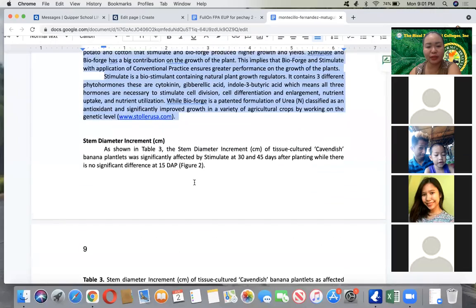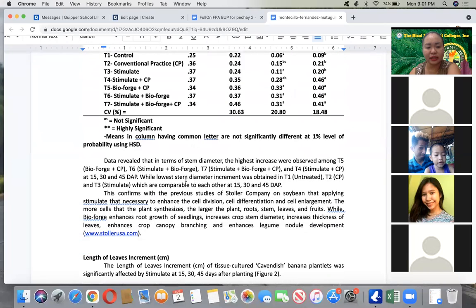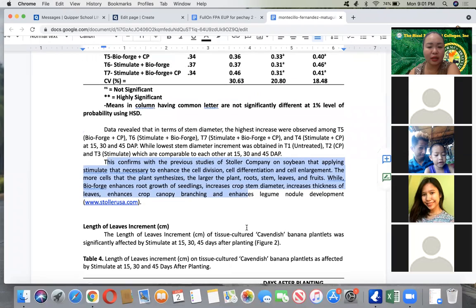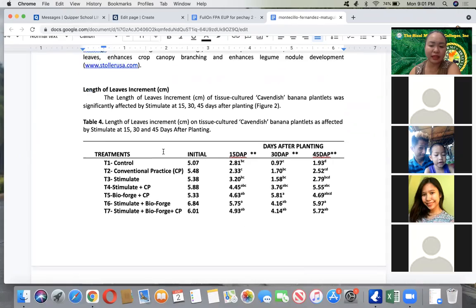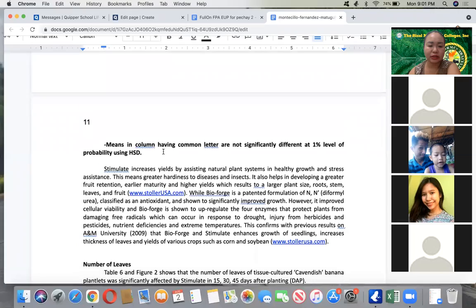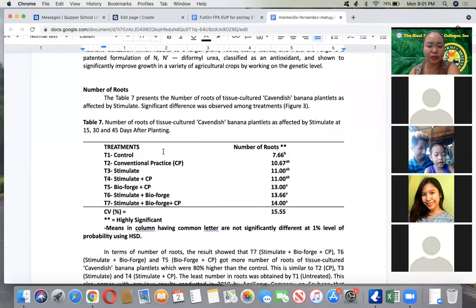Because this is manuscript form. And then stem diameter again, which is also highly significant. And you have to present what it means: which is the highest, which is the lowest, and the functions of the fertilizer used, or if you have found previous studies, you can say that. And then we have length of leaves, width of leaves increment, and number of leaves. Yeah, number of roots.